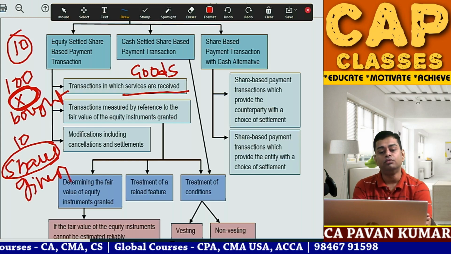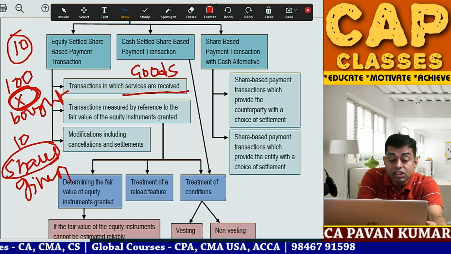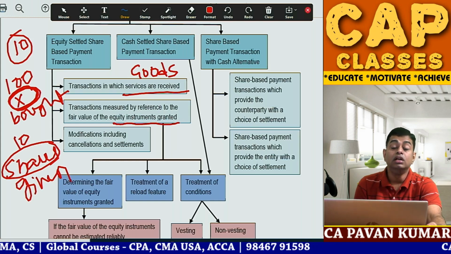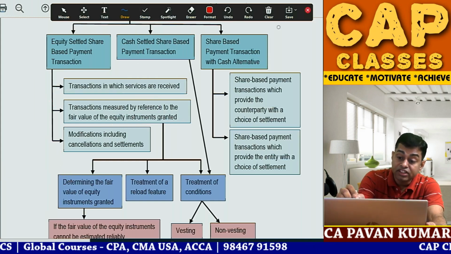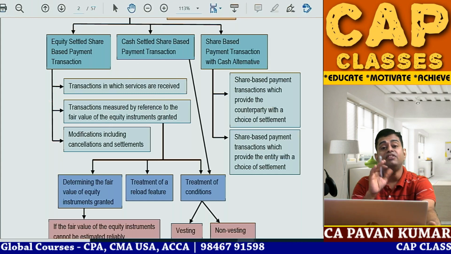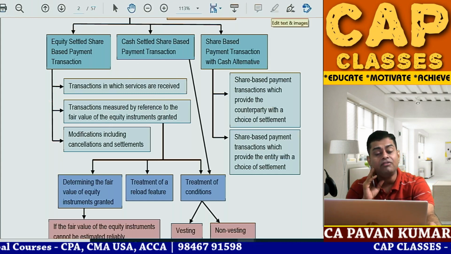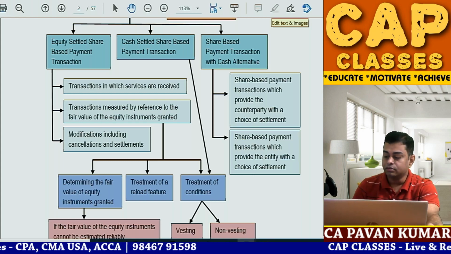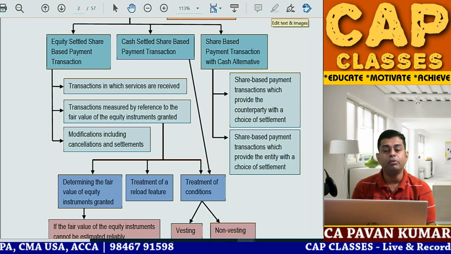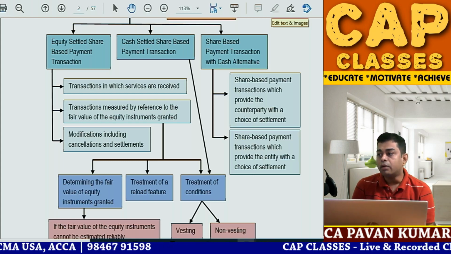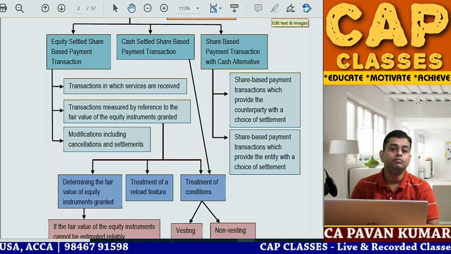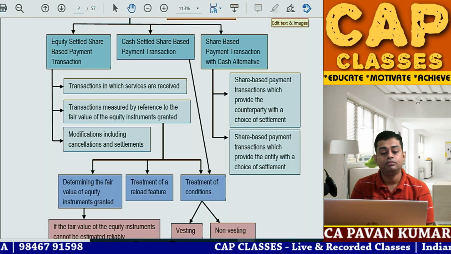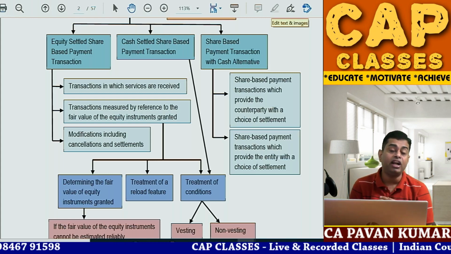What should we do? Transactions measured with reference to equity instruments granted. Then vesting conditions, imagine 5 years. After 5 years, I have to issue shares. After 2 years, I changed the plan. Employees accepted because that is more beneficial to them. Or maybe in amalgamations, I have joined hands with another company. The other company gave a better plan to my employees.